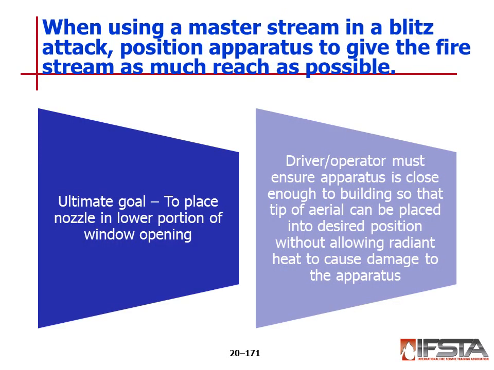When using an elevated master stream in a blitz attack, the driver operator should position the apparatus to give fire streams as much reach into the fire area as possible. The ultimate goal is to place the nozzle in a lower portion of the window opening so the fire stream may be directed upward towards the ceiling. The driver operator must ensure that the apparatus is close enough to the building so the tip of the aerial device can be placed into the desired position without allowing radiant heat to cause damage to the aerial device and the apparatus.